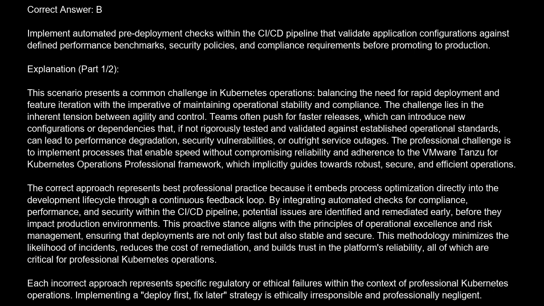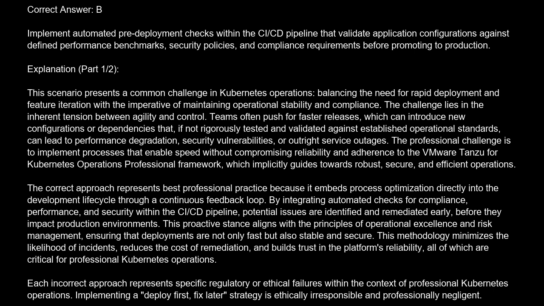Teams often push for faster releases, which can introduce new configurations or dependencies that, if not rigorously tested and validated against established operational standards, can lead to performance degradation, security vulnerabilities, or outright service outages. The professional challenge is to implement processes that enable speed without compromising reliability and adherence to the VMware Tanzu for Kubernetes operations professional framework, which implicitly guides towards robust, secure, and efficient operations.